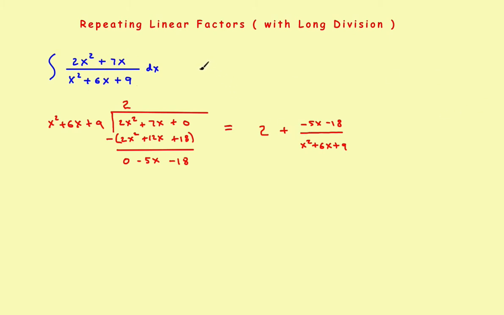So let's go ahead and rewrite that up here. This would be equal to the integral of the constant 2, plus minus 5x minus 18 divided by x squared plus 6x plus 9, which will factor into x plus 3 times x plus 3. So this becomes x plus 3 quantity squared, dx. So the first step is to use long division and rewrite it as a proper fraction.